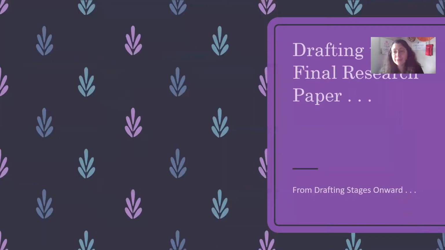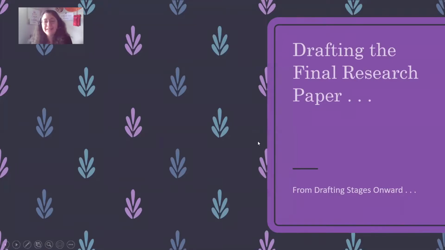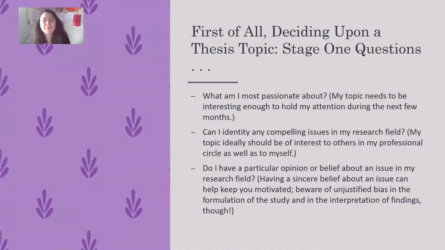So let's go through a little bit of a presentation, and let's actually move me over to the other side of the screen. Okay, so drafting a final research presentation from drafting stages onward. First of all, deciding upon a thesis topic, stage one questions. When you're developing a research paper, and some of you may be beyond this point, but we're going to start back at early drafting stages and then work forward.